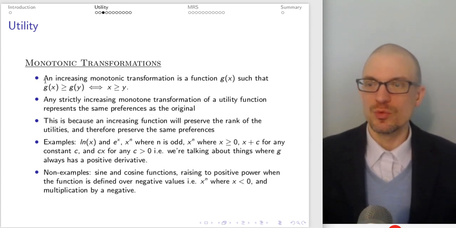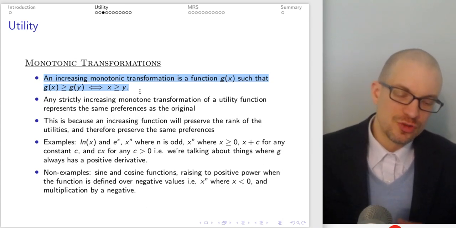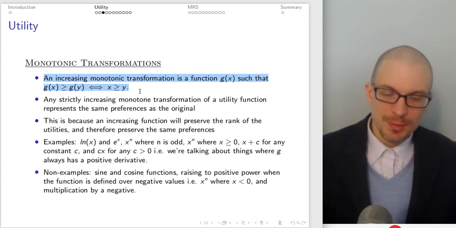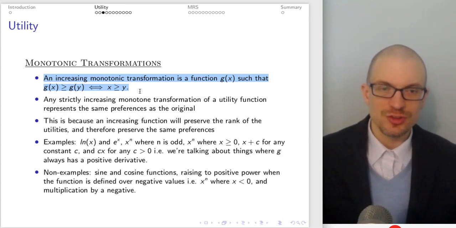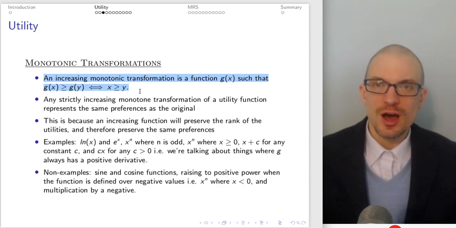To this end, we can introduce the concept of monotone transformations. A monotone transformation is just a function we can apply to the utility function. It's a function of a function. Think of compositions of functions, such that the underlying preference relationship remains the same.